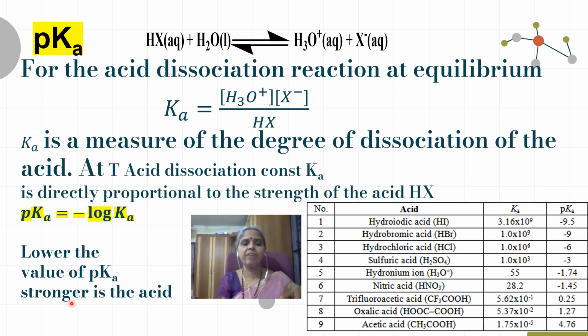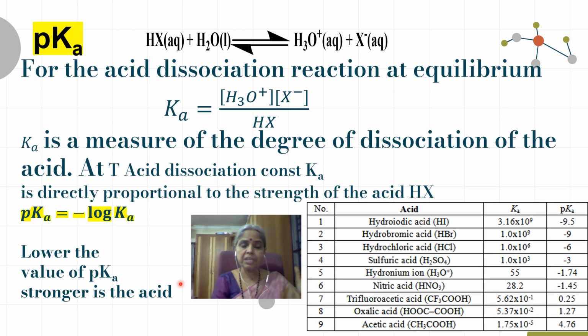So lower the value of pKa, stronger is the acid. We have given here a number of acids. You can see here hydrochloric acid is having a very high Ka value but a very low pKa value. And here you can see at the bottom acetic acid is having very low Ka value but a very high pKa value. So higher the pKa value, weaker is the acid. Lower the pKa value, stronger is the acid.